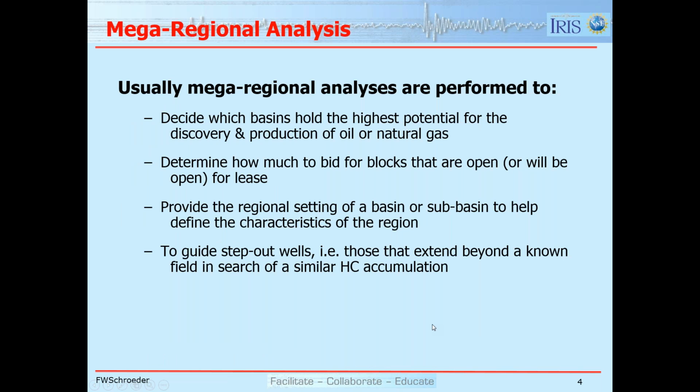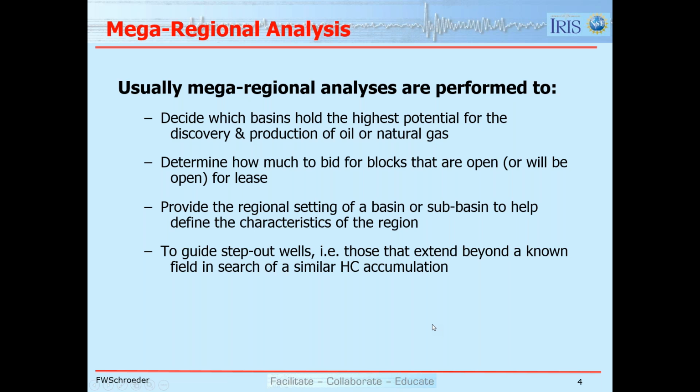The mega regional analysis can be performed to decide which basins on the planet hold the highest potential for the discovery of hydrocarbons and then the production of oil or natural gas. I believe there's over 700 sedimentary basins, and even a company as big as ExxonMobil or Shell do not have the staff to monitor all 700 sedimentary basins. So every company is interested in high grading which areas they want their people to be studying.